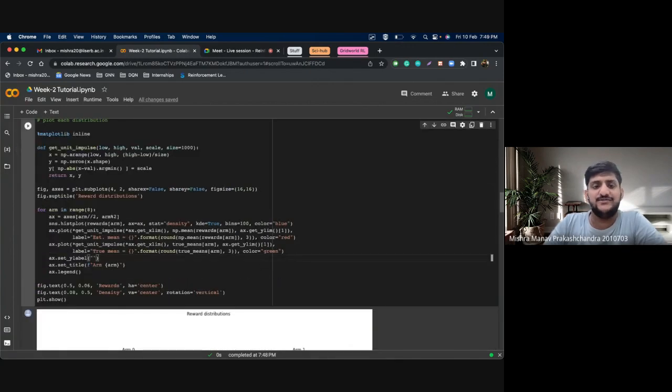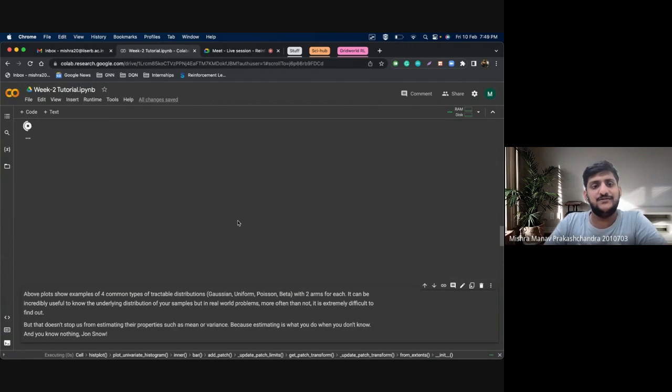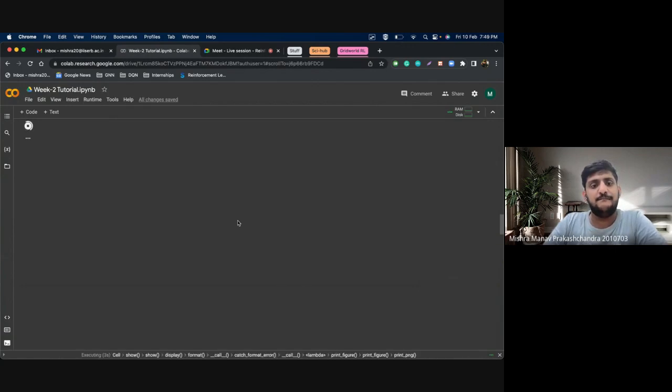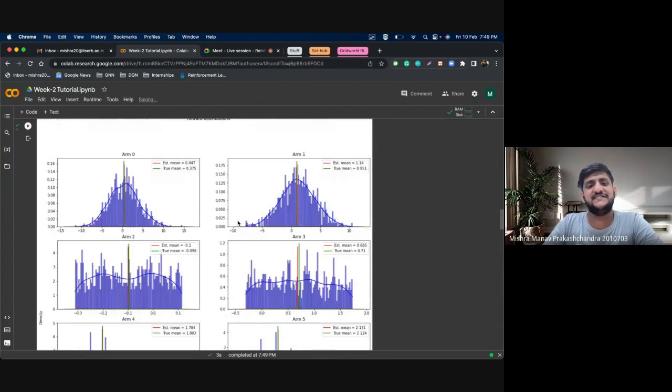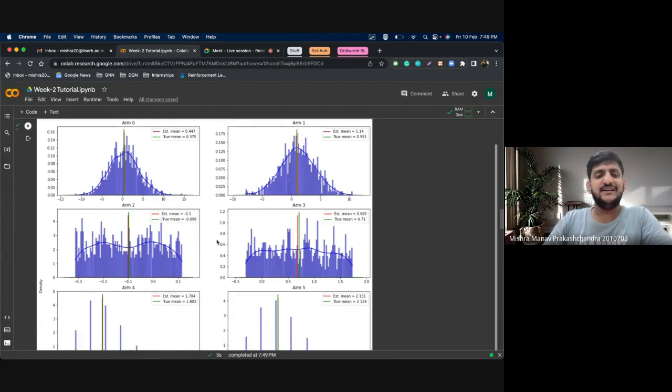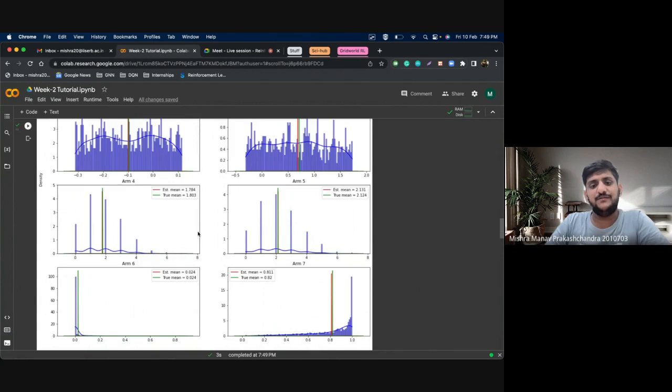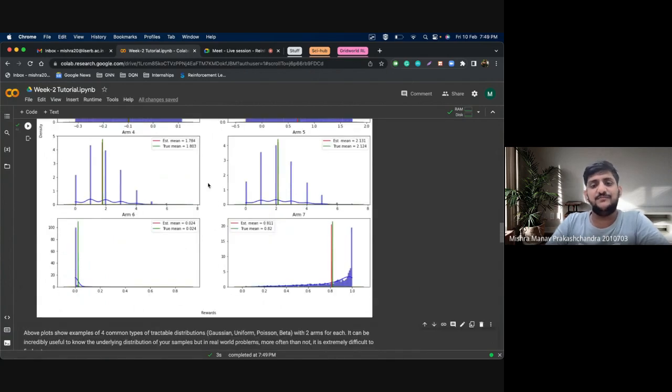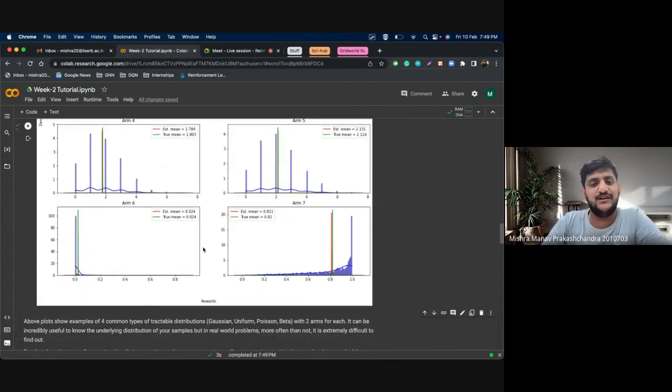Now, if I actually plot it, so this is the plotting part. If I run this, this is how the distribution looks. Okay. So for arm 0 and arm 1, this is a Gaussian distribution. I sampled 1000 points. I get this curve. The green line is the true mean. The red line is the estimated mean. And similarly, this is for the uniform distribution. If we go below this, we get the Poisson distribution. This is the beta distribution and so on, right?